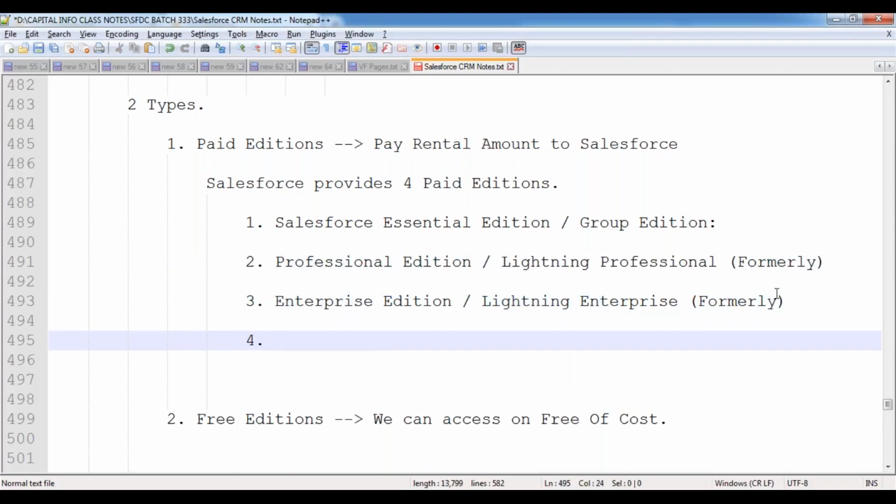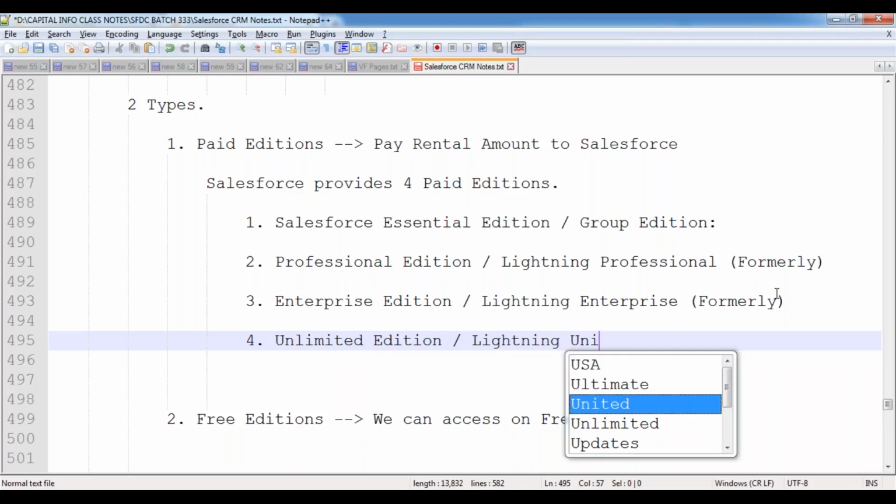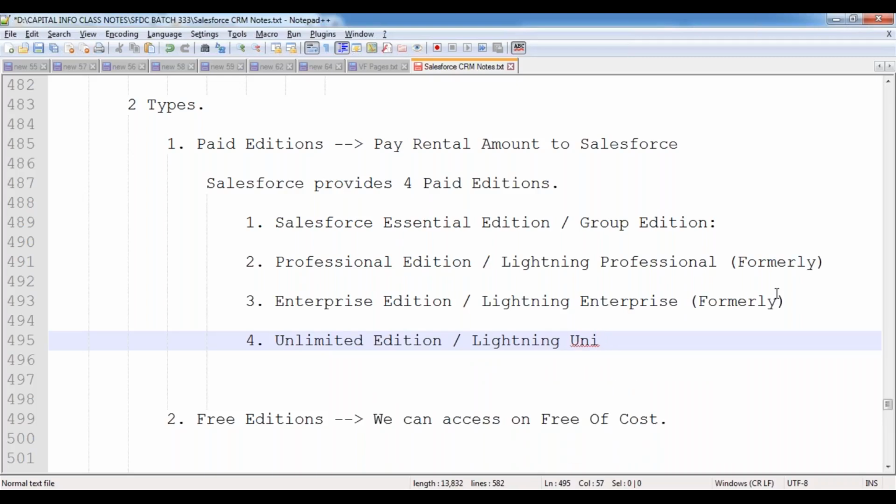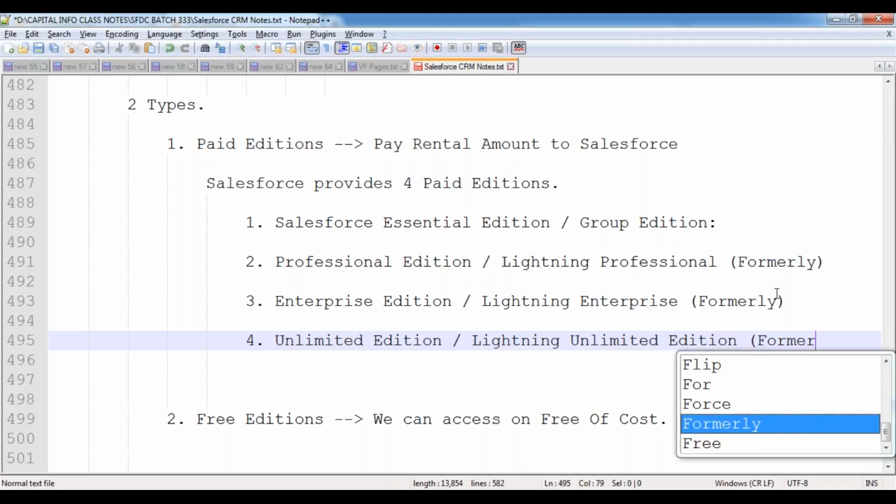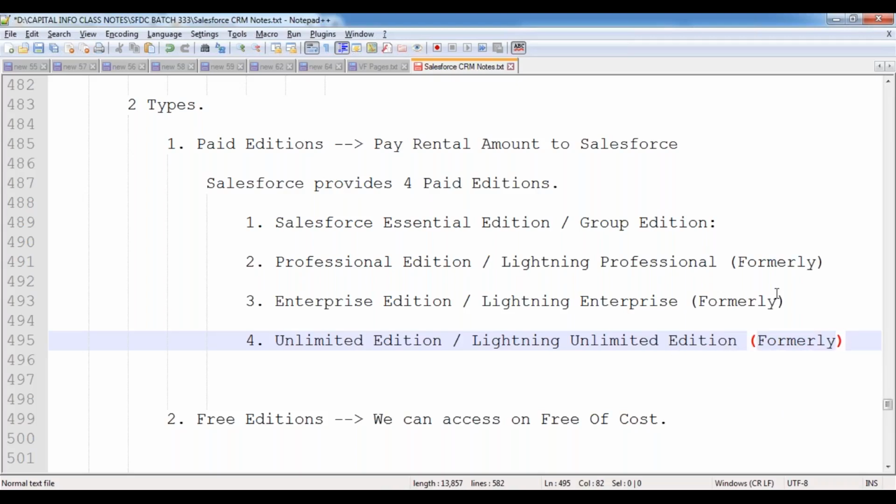And the fourth one is Unlimited Edition. Previously, this was also called Lightning Unlimited Edition.